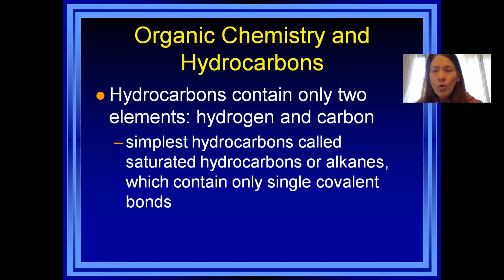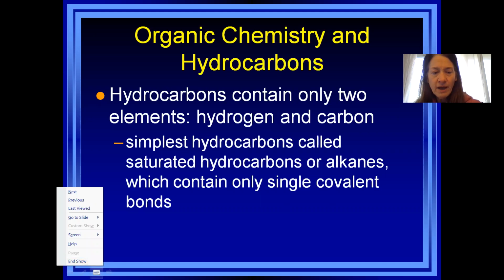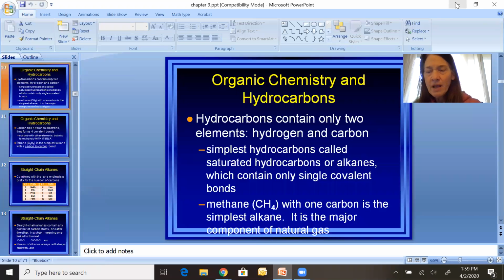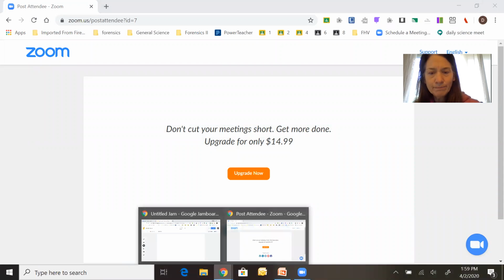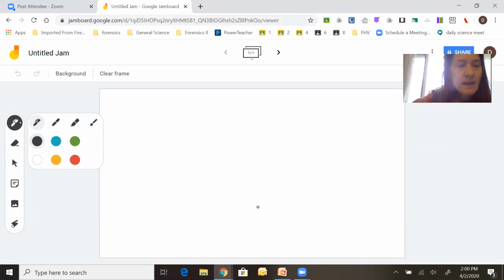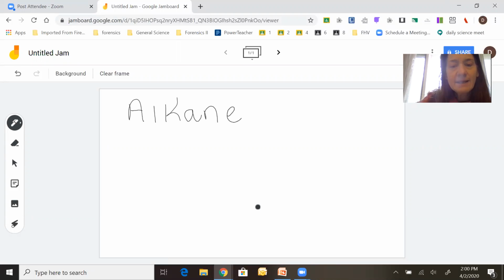I am going to hop out of this PowerPoint right now and use this Jamboard. We're going to talk specifically about hydrocarbons. There are 3 types. The first type of hydrocarbon we're going to talk about is called alkanes.